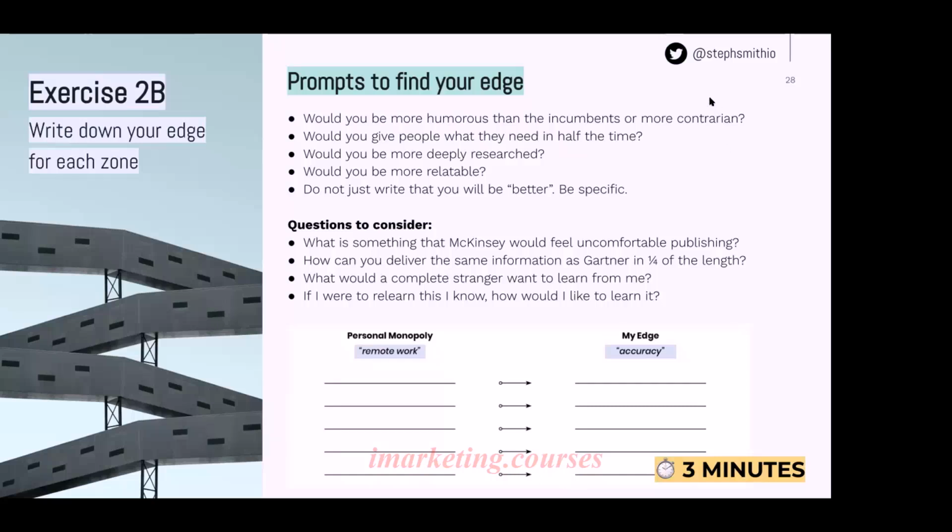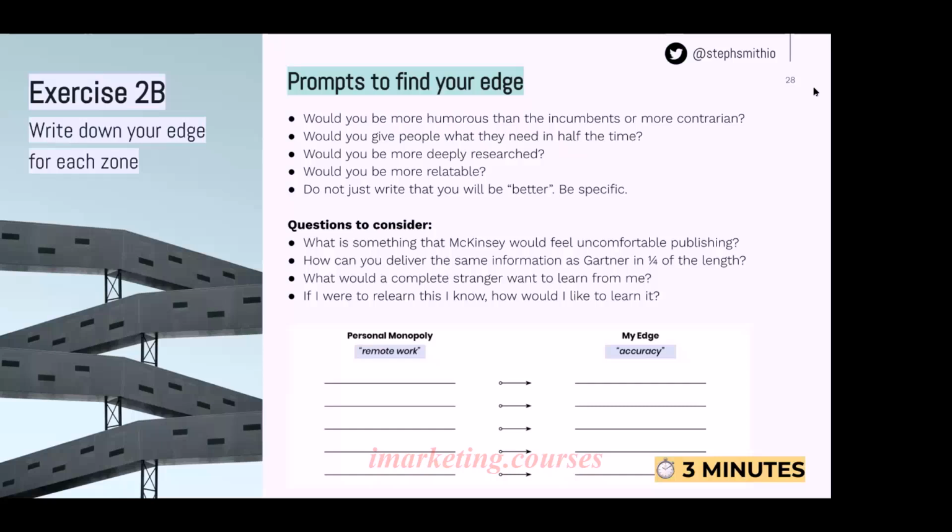And you can also go through some of these additional questions to get an idea of how you might get to that better, right? So are there certain things that you see your competitors doing, or actually rather not doing, like if McKinsey would never publish this because it would be too raw for them, right? Or I see these long reports from Gartner and I think I could actually deliver that information in a quarter of the time. So you can go through these prompts to think through what your edge might be.